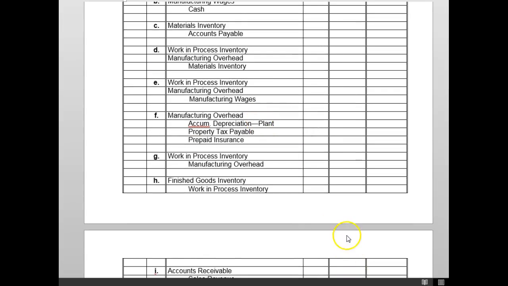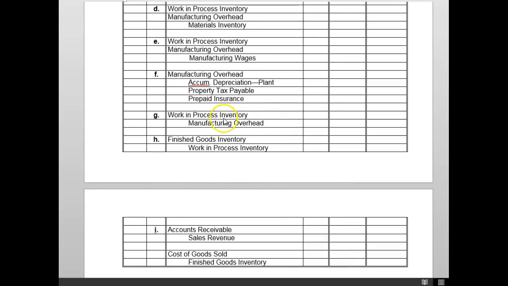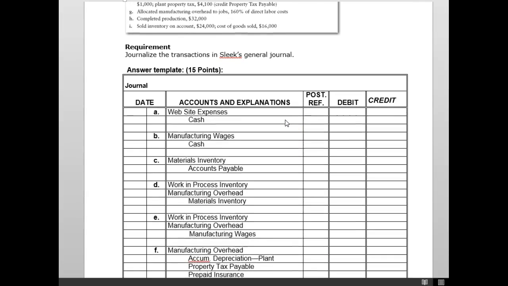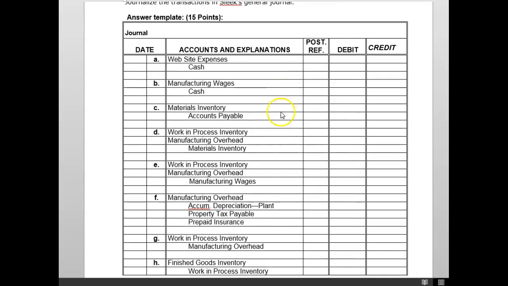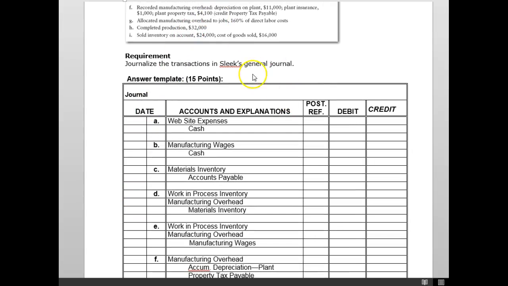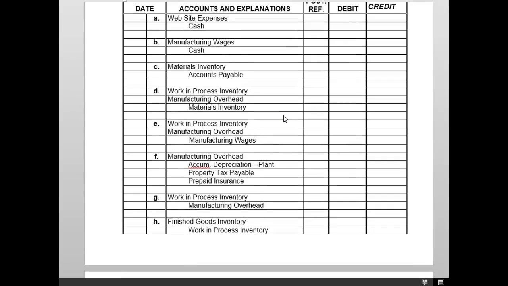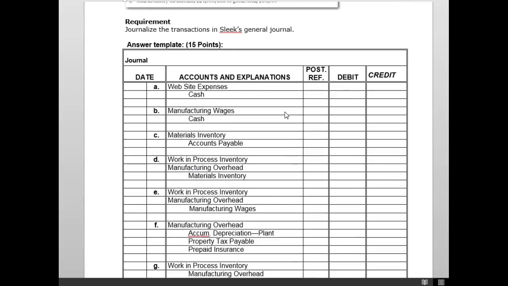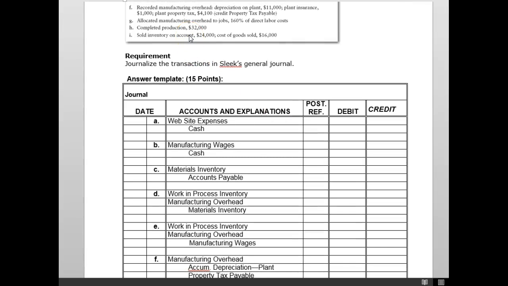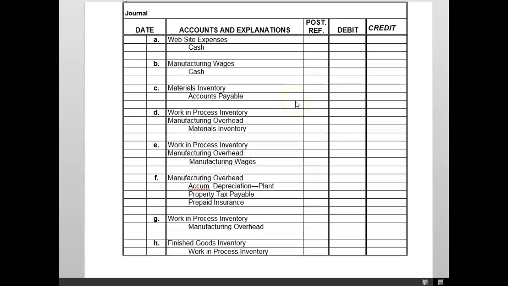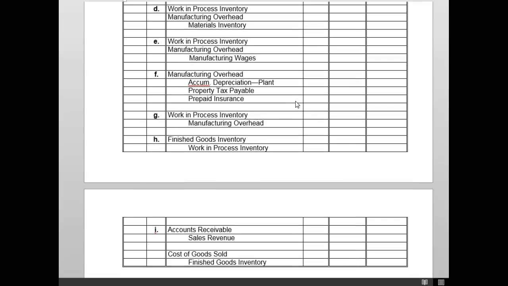Where are we? We are in G. So that's right here. Your work in progress and your manufacturing overhead. So work in progress gets debited and manufacturing overhead gets credited, and that's an allocation now, remember. So now the next one we're looking at completed production of $32,000.